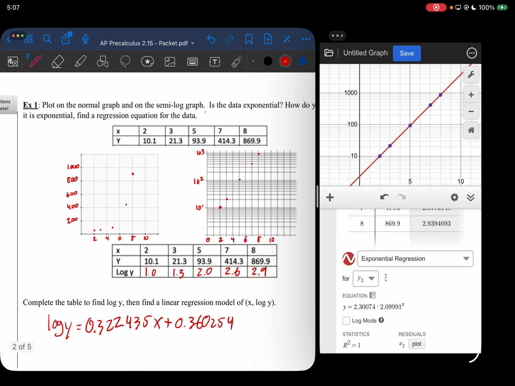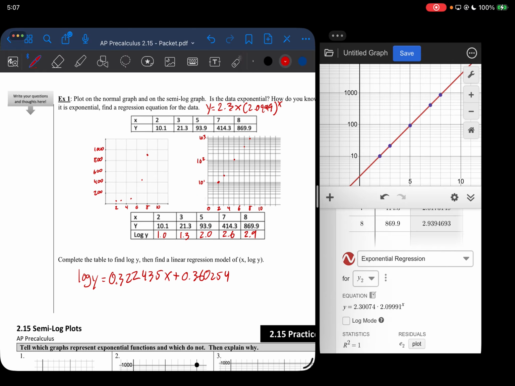So this actually is y equals 2.3 times 2.0999 raised to the x power. All right, so hope this helps, and hopefully you can use Desmos to find these regressions.